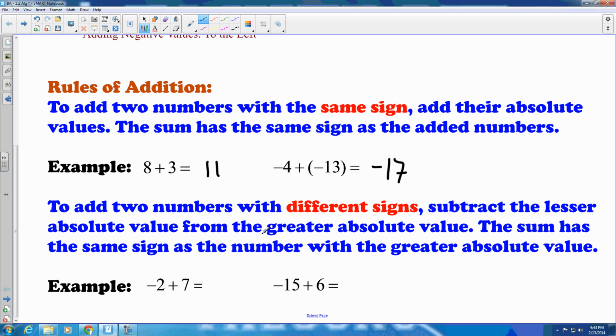So if you look at negative 2 plus 7, you're going to subtract the absolute values of them. So 7 minus 2 happens to be 5, and then you're going to use the sign of the number with the greater absolute value, which happens to be 7, and that happens to be the positive number. So that's where we leave it as a positive 5. Negative 15 plus 6, you subtract them, so that gives you 9. But negative 15 is the larger absolute value, so that's why we attach the negative to it. Okay?